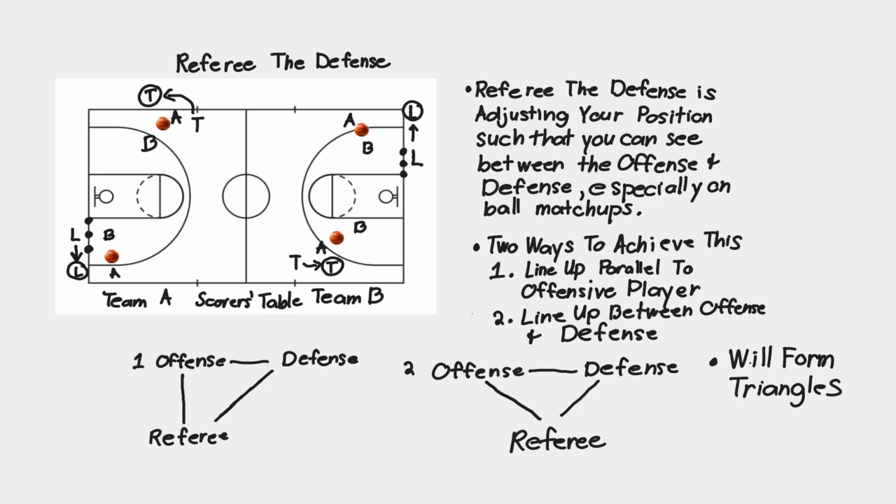Two ways they achieve this is to either line up parallel to the offensive player, and sometimes they'll line up parallel to the defensive player. Sometimes they will line up between the offense and the defense. And as we're going to discuss in the next chapter, there's some geometry involved when we make these position adjustments such that we can referee the defense. Basically, in refereeing the defense, we want to obtain a position such that we can see our offensive player and defensive player all at the same time within our same view and our same peripheral.